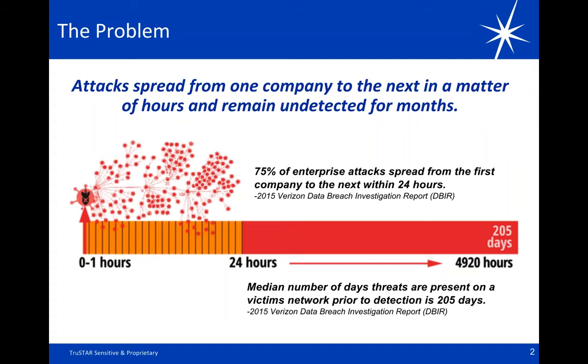And if you're not familiar with the Verizon data breach incident reports, I would highly recommend picking up the ones that have been published in the last couple of years. This is a report that Verizon publishes every year. And in 2015, one of their conclusions and one of the trends that they pointed out was attacks are spreading from one company to the next in a matter of hours. And in about 75% of enterprise attacks, they spread from the first company to the next within a matter of 24 hours.